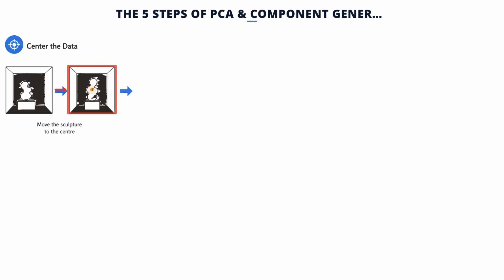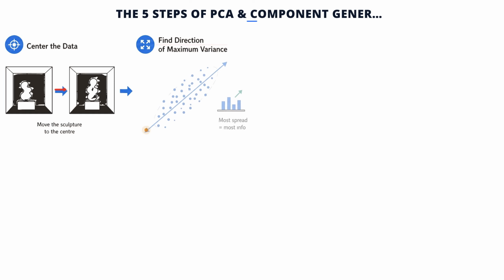Second, the algorithm needs to find the direction of maximum variance. Variance just refers to how spread out the data points are. PCA looks at the cluster of data and identifies the path where the data is most stretched out. Why? Because this maximum stretch is where the most valuable information lives.